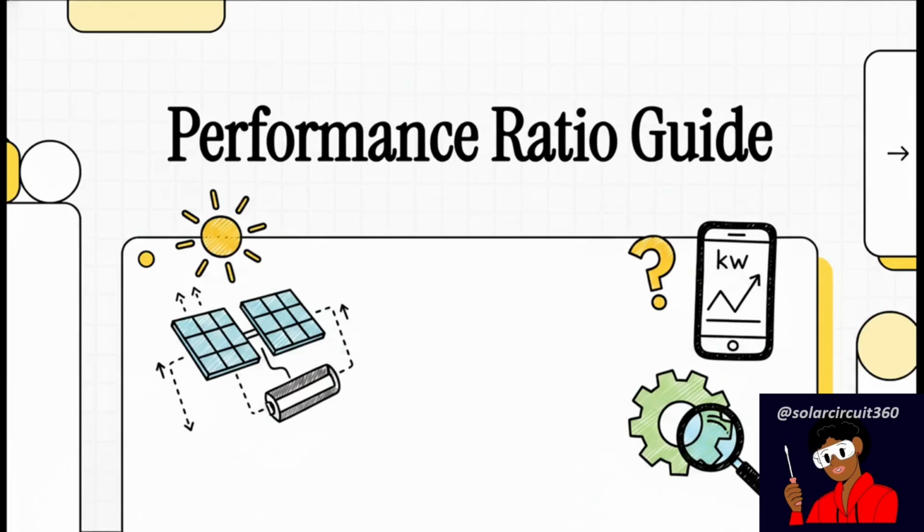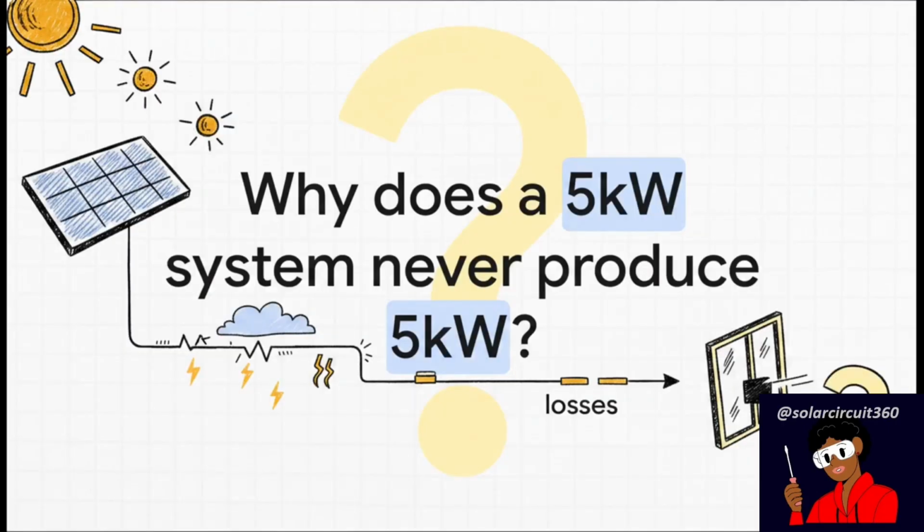Welcome to this explainer. Today, we're diving straight into the nitty-gritty of measuring solar efficiency. We're going to break down something called the performance ratio, and trust me, it's a total game changer for understanding how your system is actually doing. So, if you've ever fired up your solar monitoring app and scratched your head wondering, hey, why does my 5 kilowatt system literally never hit 5 kilowatts? Well, you are definitely not alone.